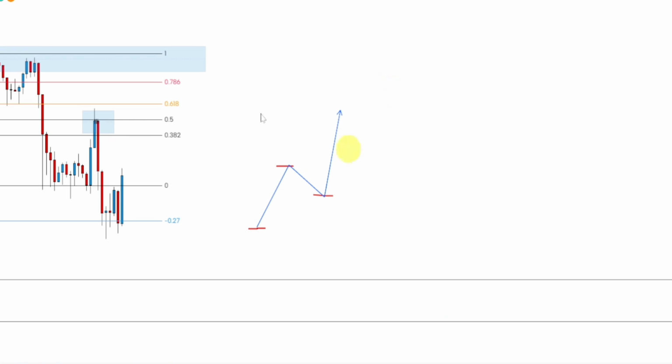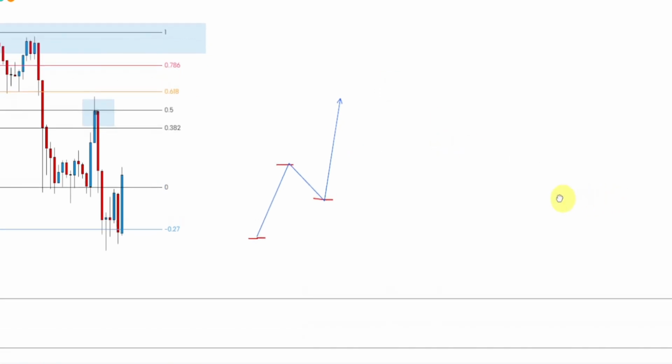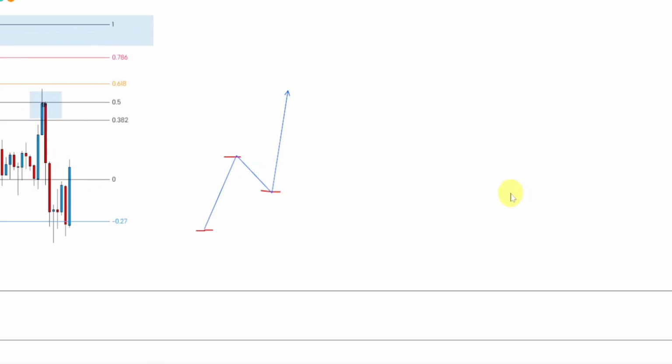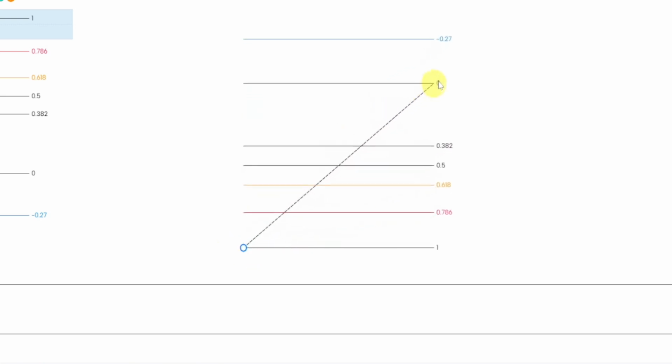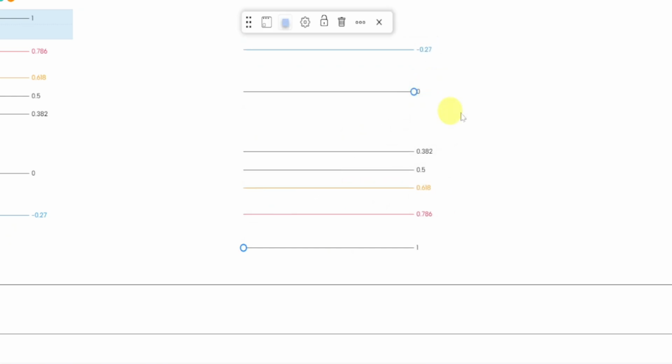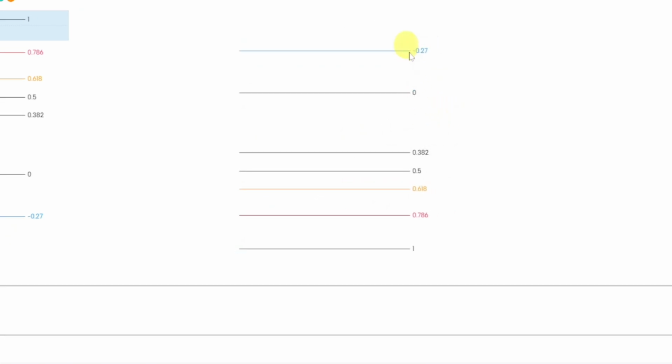My main Fibonacci retracement tool shows numbers, the Fibonacci numbers, which I use to pick my entries and trade with. Here on the screen I will show how to use the Fibonacci retracement tool. I click and drag, and it shows the Fibonacci numbers here.